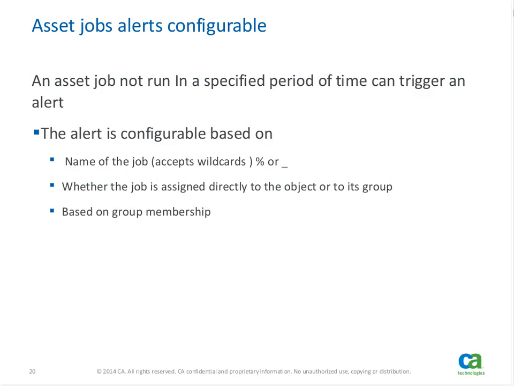Okay, some of the predefined alerts have parameters that are configurable for you. For example, the asset job alert is configurable. An asset job not run in a period of time will trigger an alert. This alert can be triggered based on the job name. So you may want to have different alerts for different types of jobs.